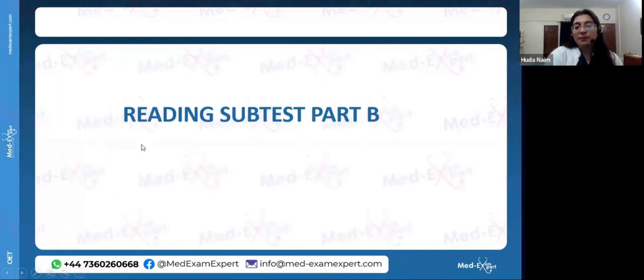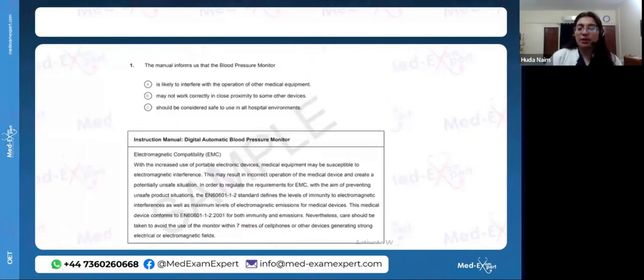Then in reading part B, you have 6 short passages, and there is 1 question from each passage. So there will be a question and the answer would be in that short passage.